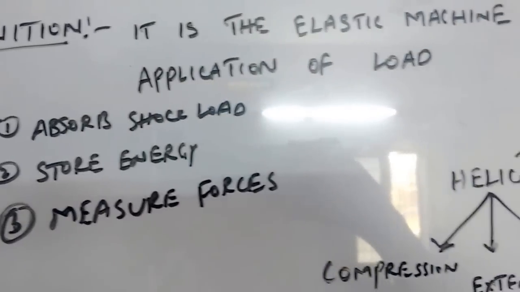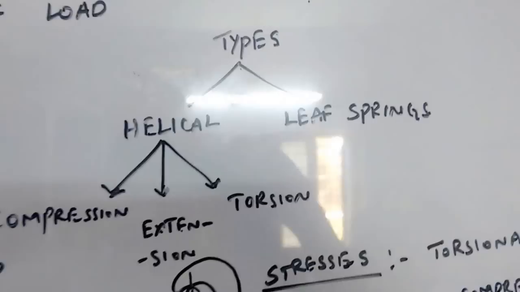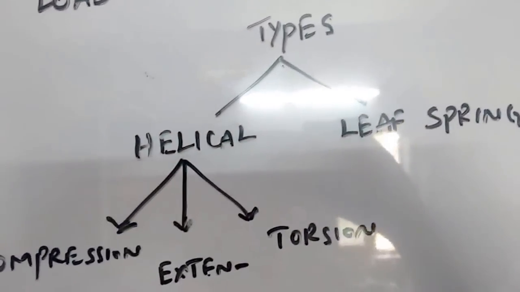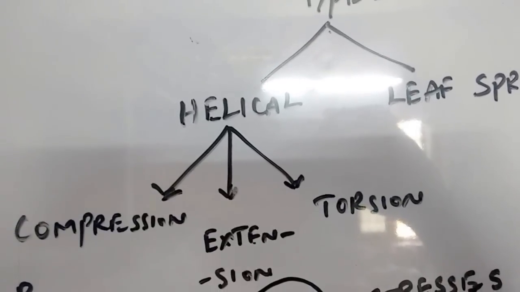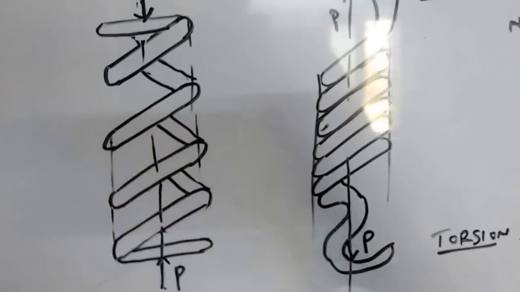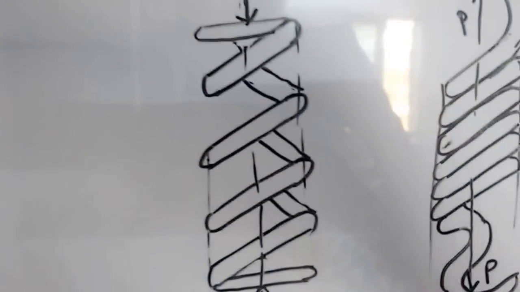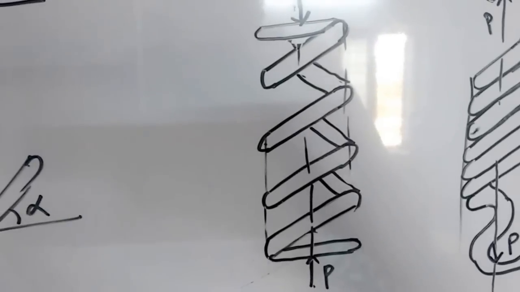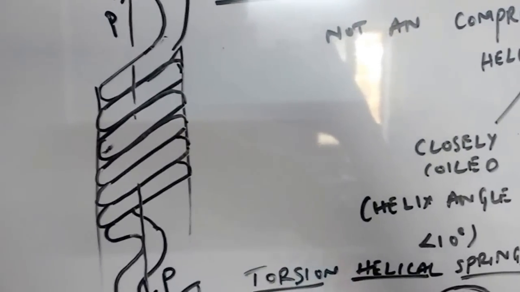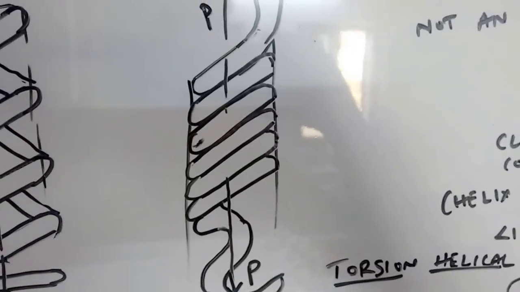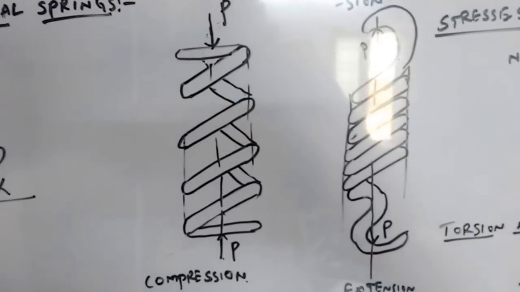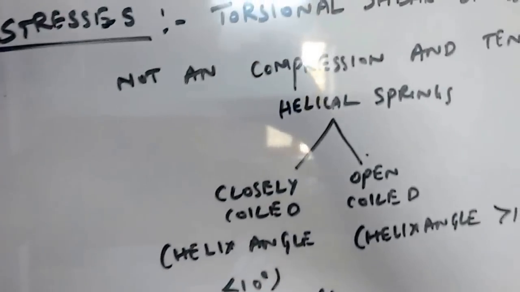Based on the shape of the springs, you can classify springs into several types: helical springs and leaf springs. These helical springs and leaf springs can be further classified into compression springs, extension springs, and torsion springs. The difference between compression and extension springs is this: when a load acting on a spring is trying to compress it along the axis of the spring, it is called a compression spring. When the load is trying to elongate the spring along the axis, it is called an extension spring.